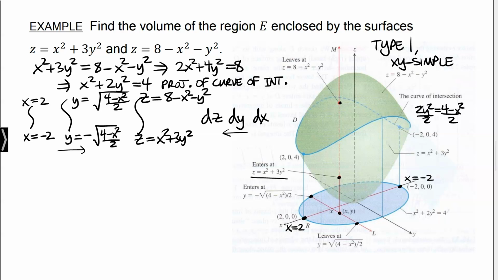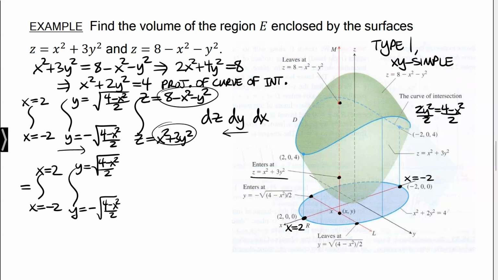Okay, so when we first start off here, we're just integrating 1. Well, that's just the length of the interval. Now here, they're expressions, but still, it's just going to be the upper limit minus the lower limit. So that's going to be 8 minus x squared minus 3y squared. So that's 8 minus 2x squared minus 4y squared dy dx.